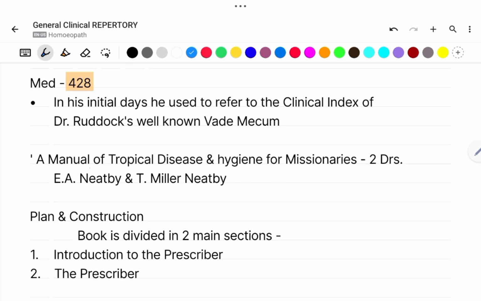There is another book, A Manual of Tropical Disease and Hygiene for Missionaries. It was by two doctors. First is E.A. Needby and second is T. Myler Needby. So the name of this book is important: A Manual of Tropical Disease and Hygiene for Missionaries.